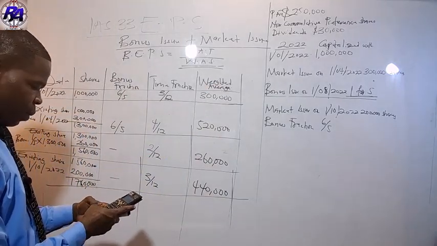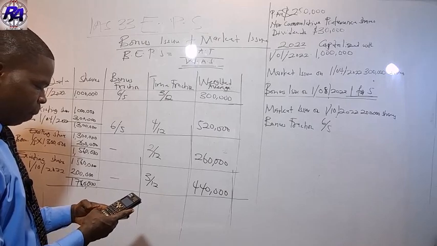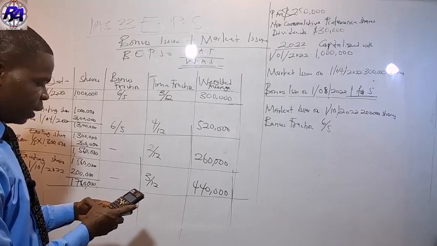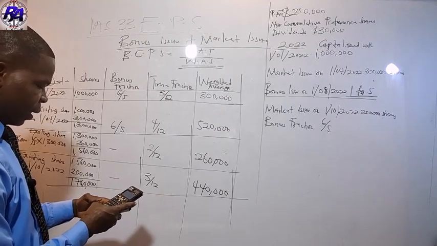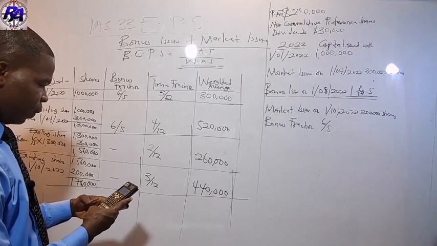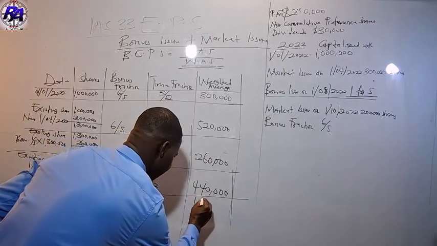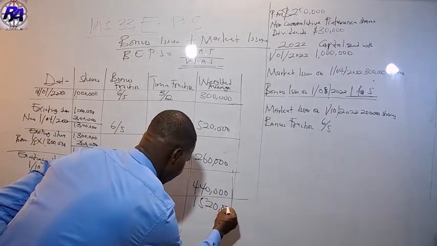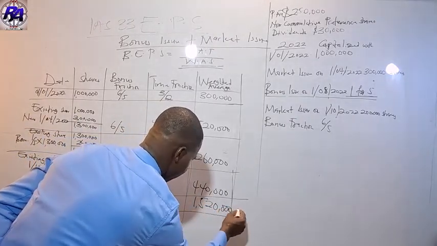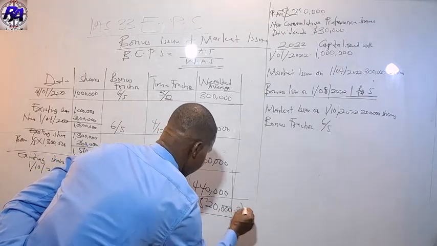So 260,000 plus 520,000 plus 300,000. And that is giving us 1,520,000 shares. So this is our weighted average number of shares.